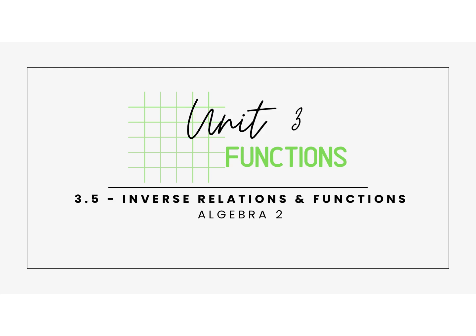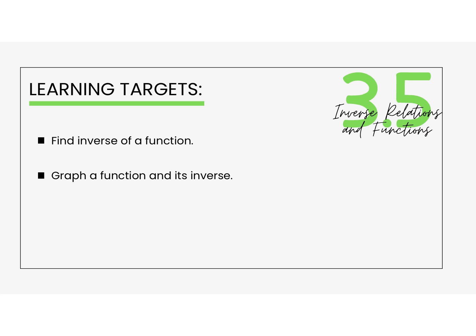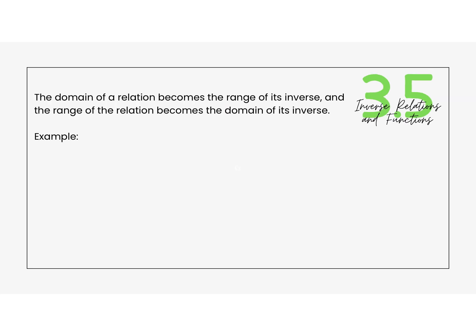Okay, 3.5, we're going to talk about inverse relations and functions. We are going to first find the inverse of a function, and then we're going to talk about graphing a function and its inverse. So the domain of a relation becomes the range of its inverse, and the range of the relation becomes the domain of its inverse. What does that mean?